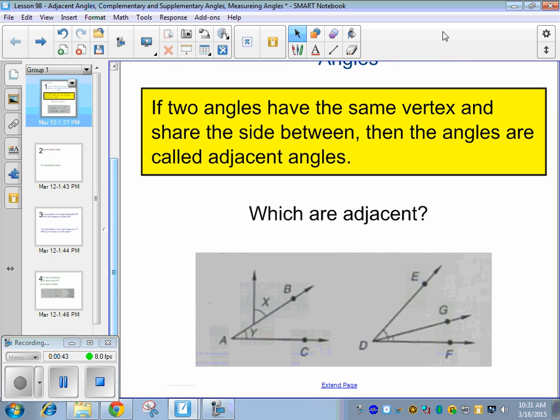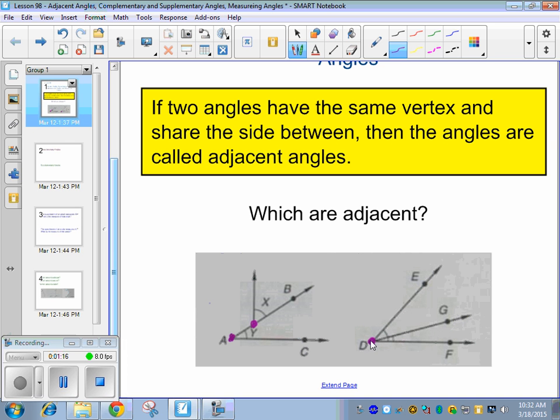So vertex means this point here. That's the vertex of an angle. So this angle has a vertex here and then a vertex here. So it says they have to have the same vertex. So does this first picture here have the same vertex? No. Okay? These have different vertexes here. This has the same vertex and they share the side in between.